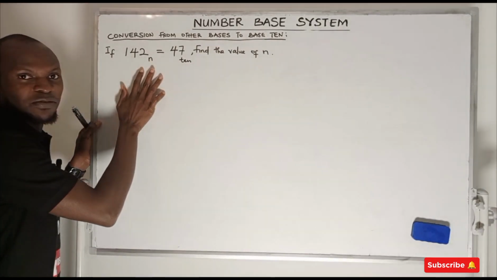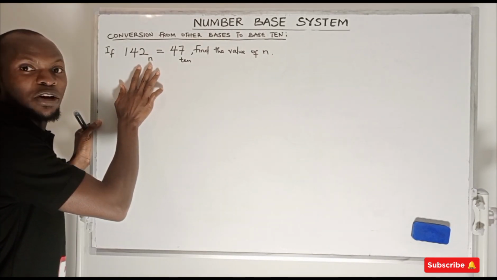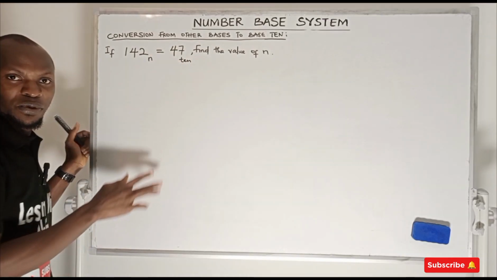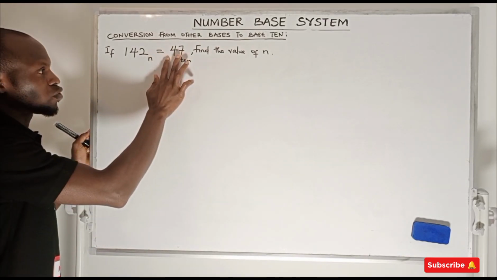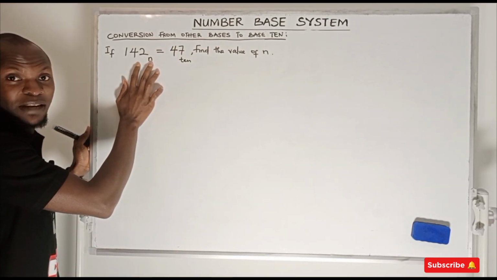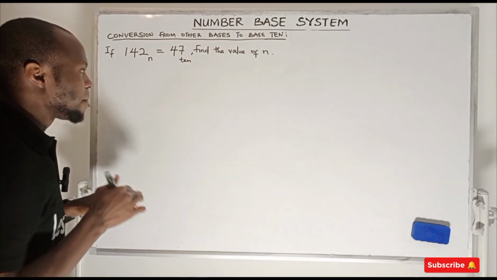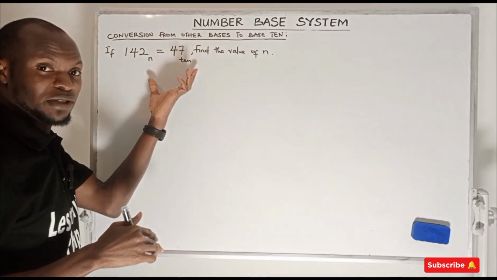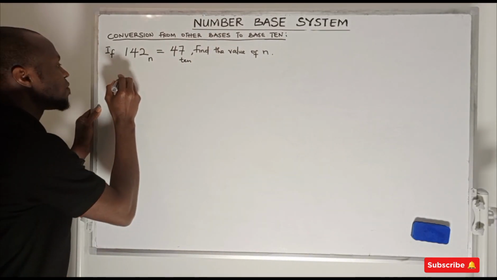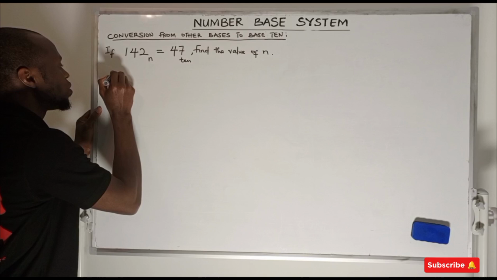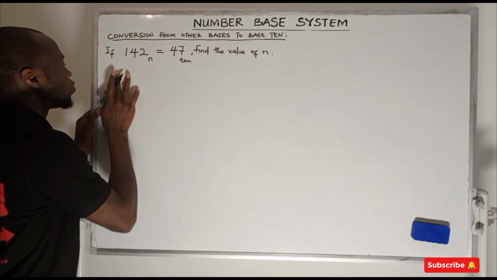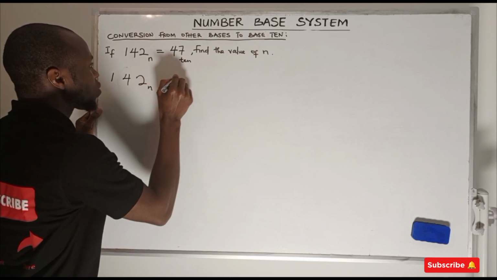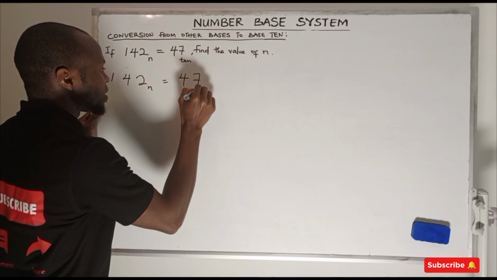One side of the equation has a number with an unknown base, while the other side has a number with a known base. We have this one to be base 10, but this one has base n, which we don't know. Maybe in our coming classes, we will do some other examples like this. Now, we are told that 142 base n is equal to 47 base 10.